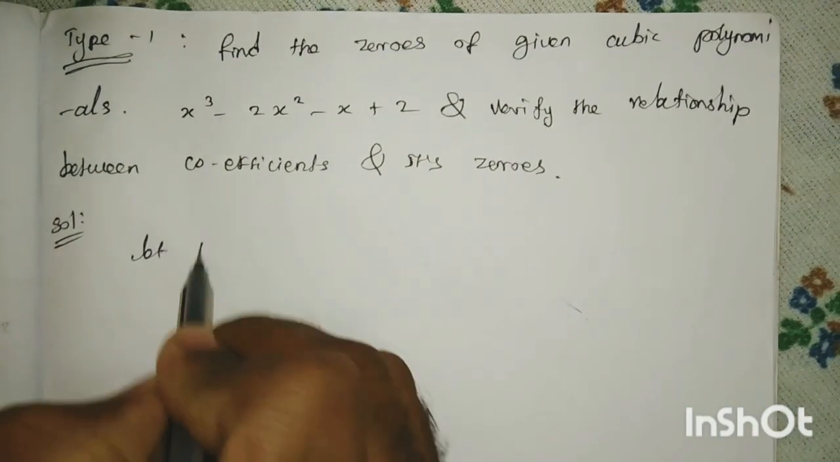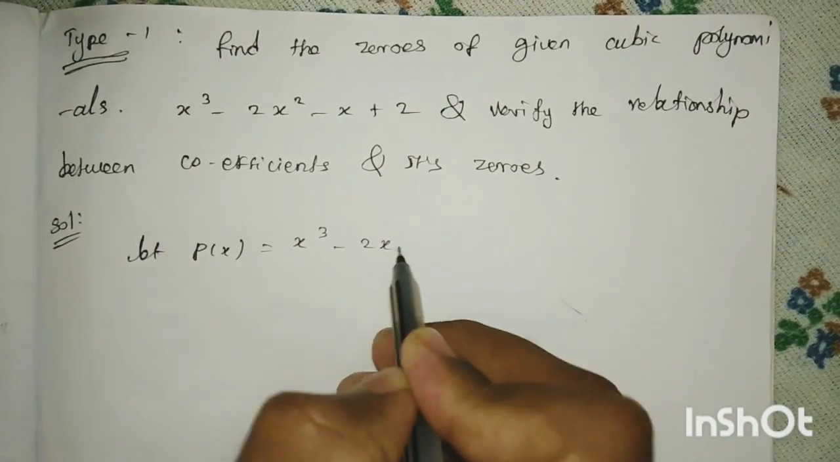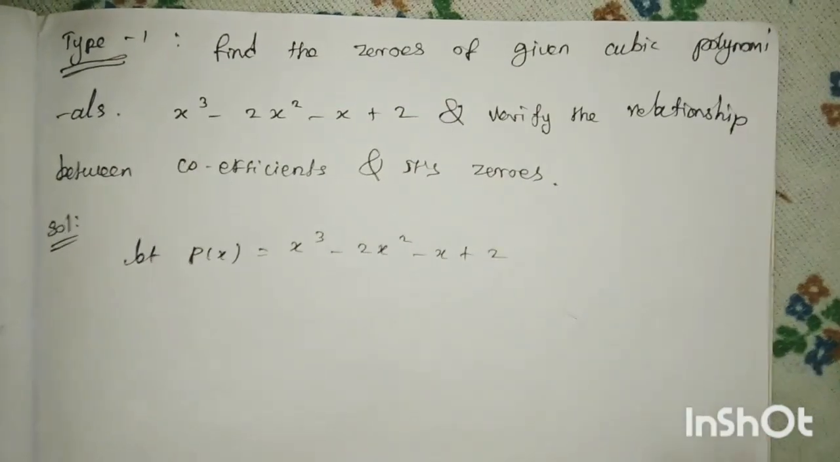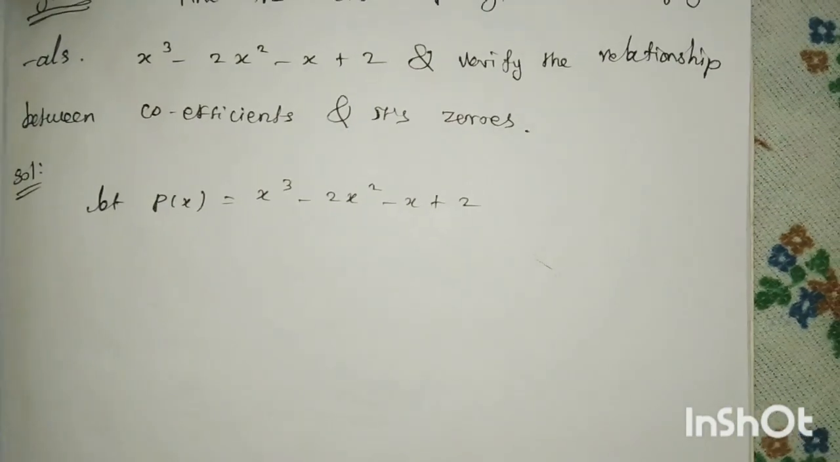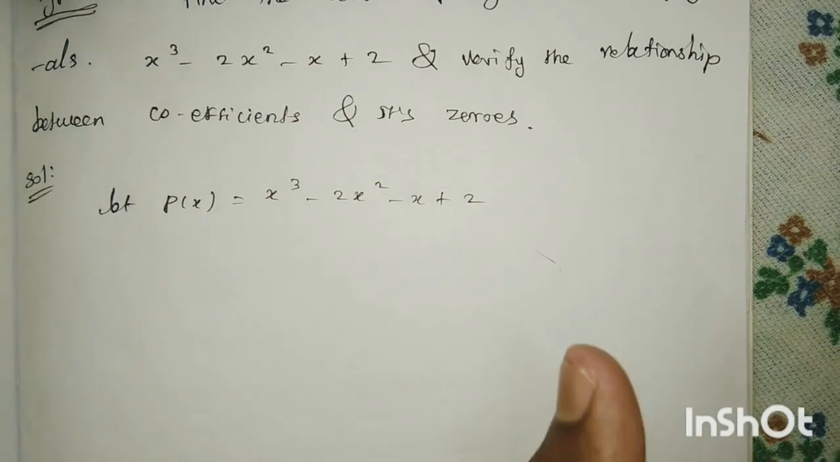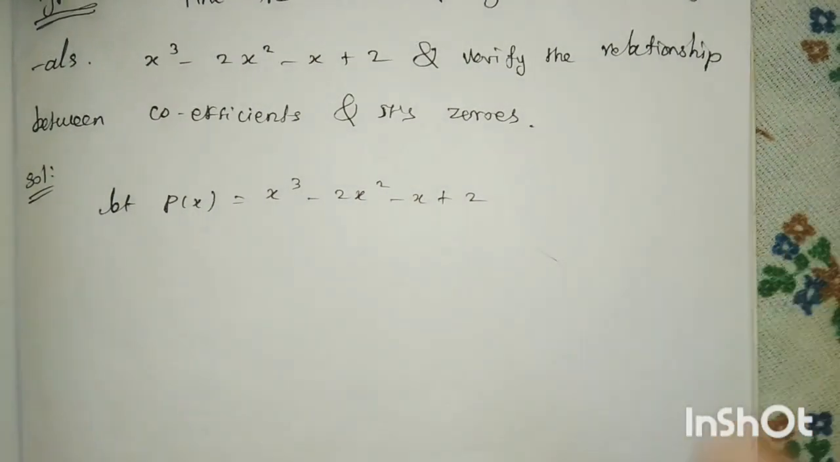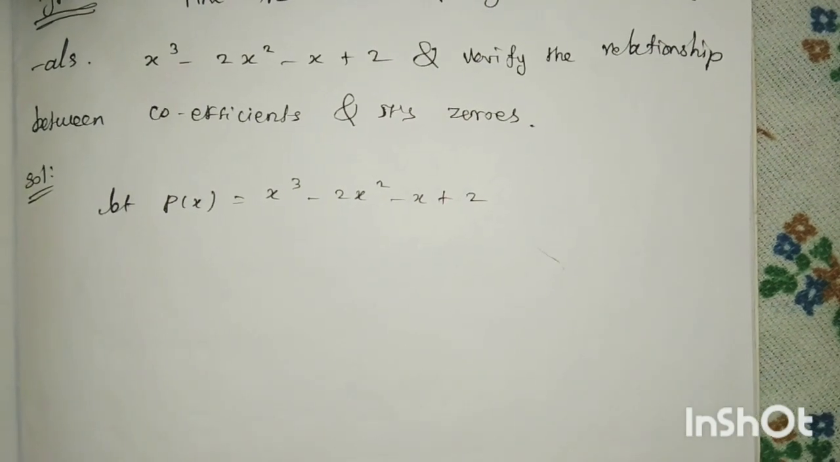And also we can take let p of x equal to x cube minus 2x square minus x plus 2, right? Now it is in standard form, right? So when we want to find the zeros of any polynomial, first we should find out the factors, right? When we find the factors, after using the factors, we can easily find out the zeros.